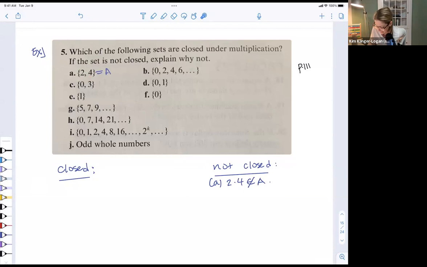For part B, 0 times 2 is contained in here, it's just 0. 2 times 4 should be in here because that's just 8. These are just multiples of 2. You might want to try a few more to make sure this is solidifying for you, but since this is all multiples of 2 and we're just multiplying multiples of 2 together, a multiple of 2 times a multiple of 2 equals another multiple of 2.